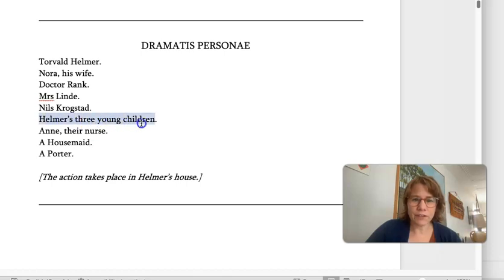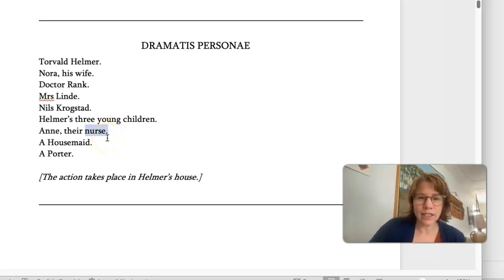Helmer and Nora have 3 young children. There's also the nurse, who we learn takes care of the children most of the time. She's kind of like a nanny. So they would have called that a nurse, but it's more of a nanny role. And she was also, as we find out, Nora's nanny. So Nora grew up without a mother. Just her father raised her, and then the nanny, Anne, also took care of Nora throughout her childhood and as a young woman. And then she became the nurse to Nora's 3 children.